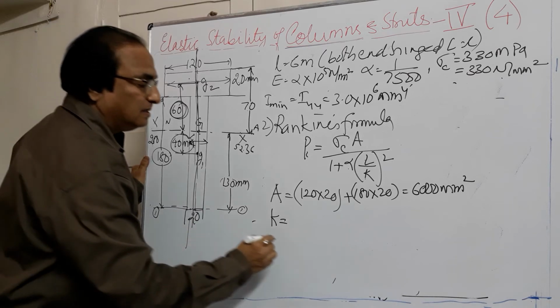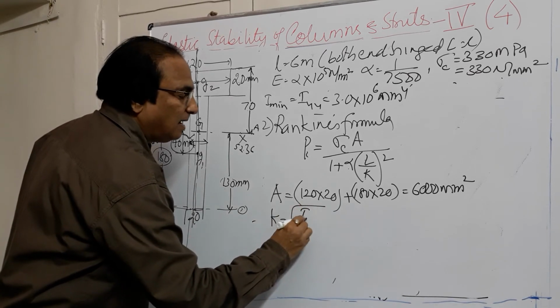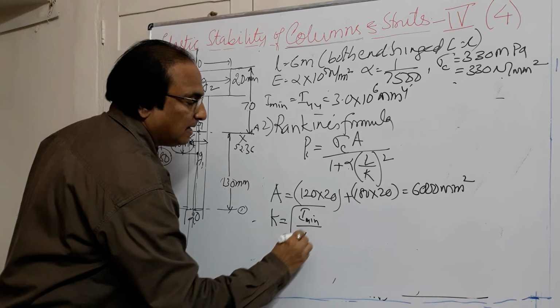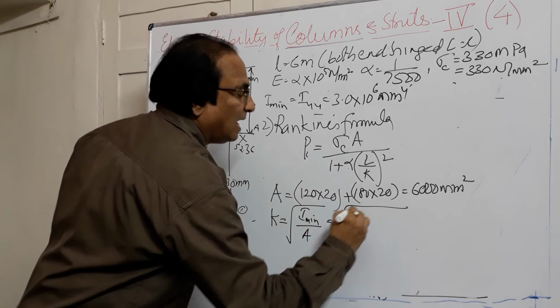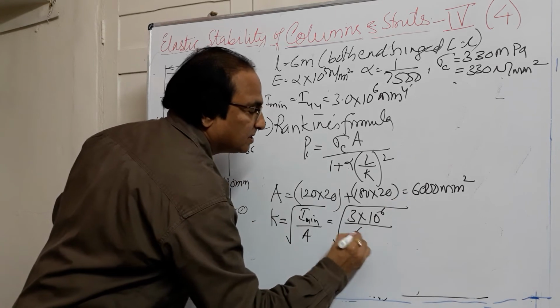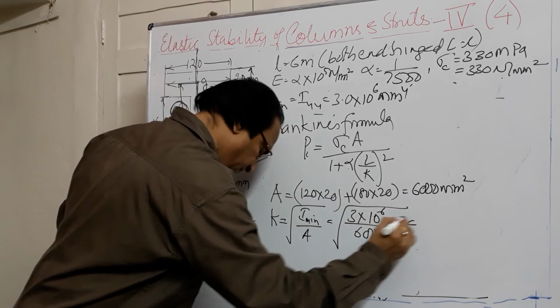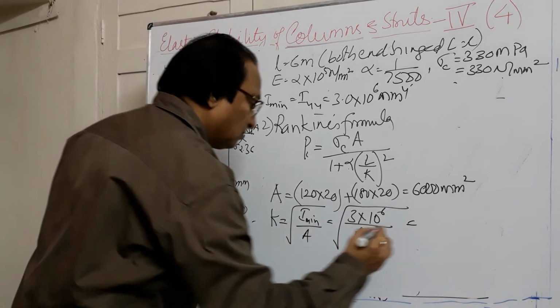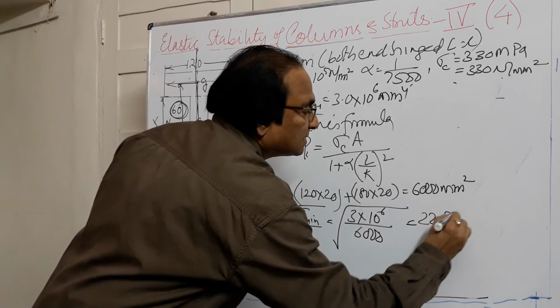Let's go for the radius of gyration. This is given by under root I minimum divided by A. We have calculated I minimum as 3 into 10 to the power of 6, divided by A, which is 6000. If you simplify this, you get 22.36 mm.